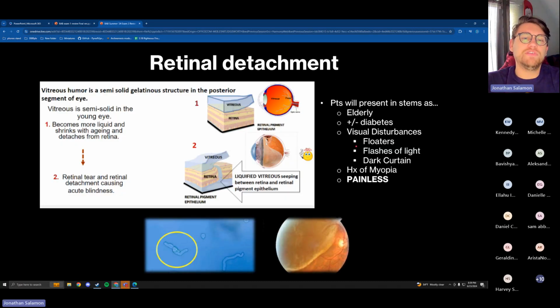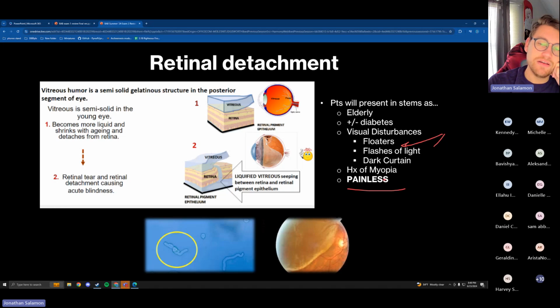Retinal detachment, this is when the vitreous pulls away from the retina, right? You get separation of the retina and the retinal pigment epithelium. So basically the layer that absorbs light and the nerve layer. This usually happens because as you get older, the vitreous becomes dehydrated, right? And you'll see sudden floaters and flashes of light.